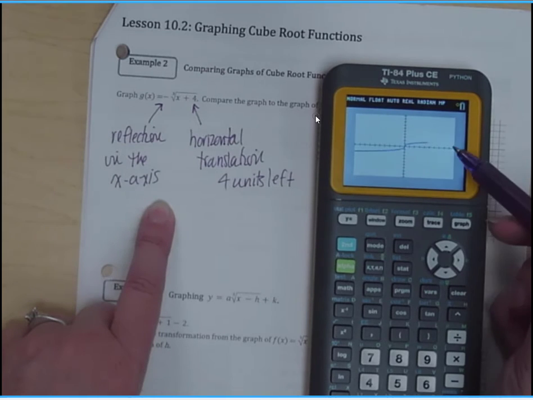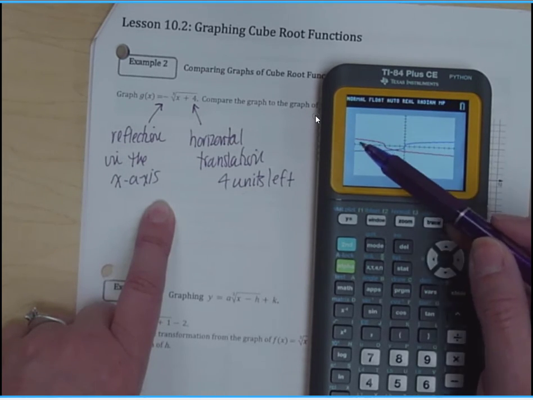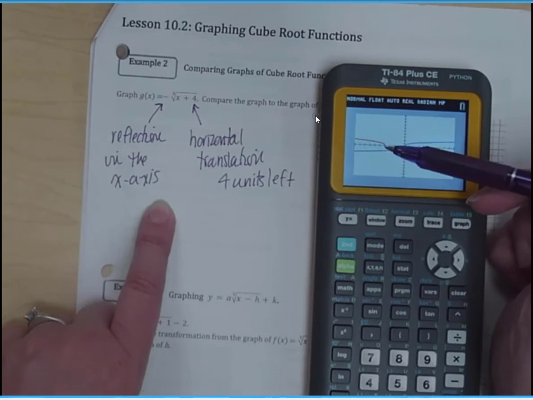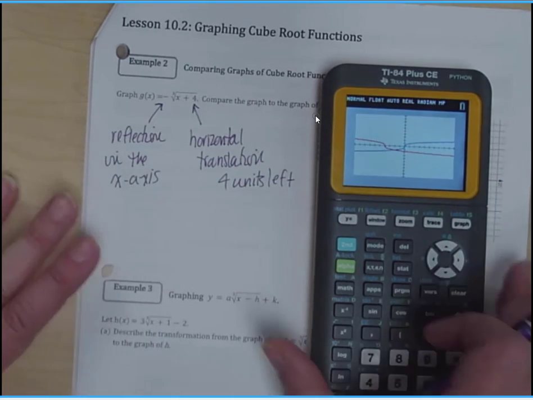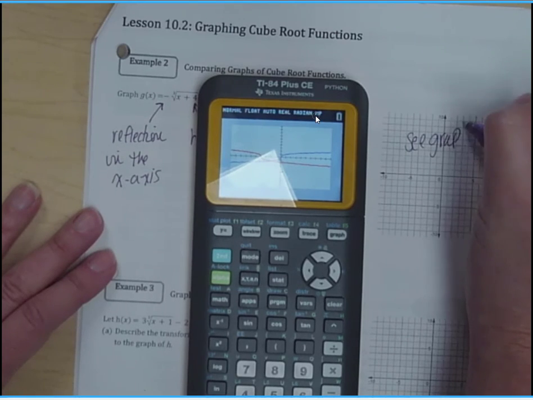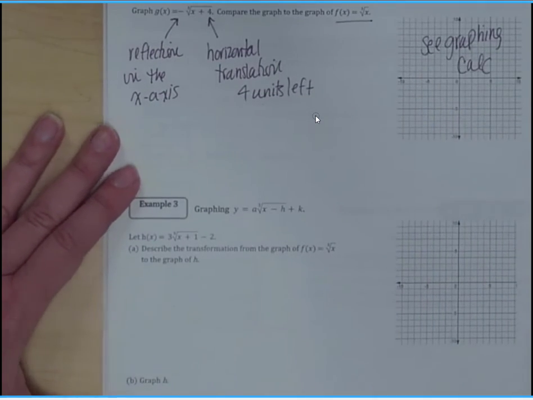So here's my parent function. Notice there's the shift and it inverted, so it flipped. So this flipped upside down and it shifted 1, 2, 3, 4 to the left. So for here, I'm going to write C graphing calc. Now, let's take a look here at this one.